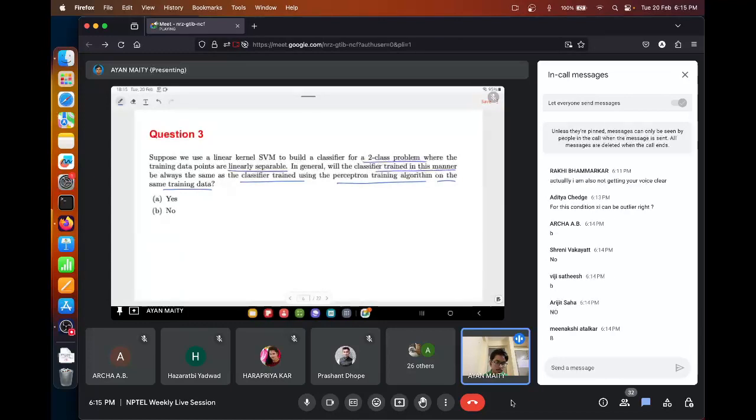RJ is saying B, Srinivaka is saying no, VG Satish is saying B, Arijit Sai is saying no, Meenakshi is saying B, Srinivakasan says it depends on initial weights. Harapriya is saying B.